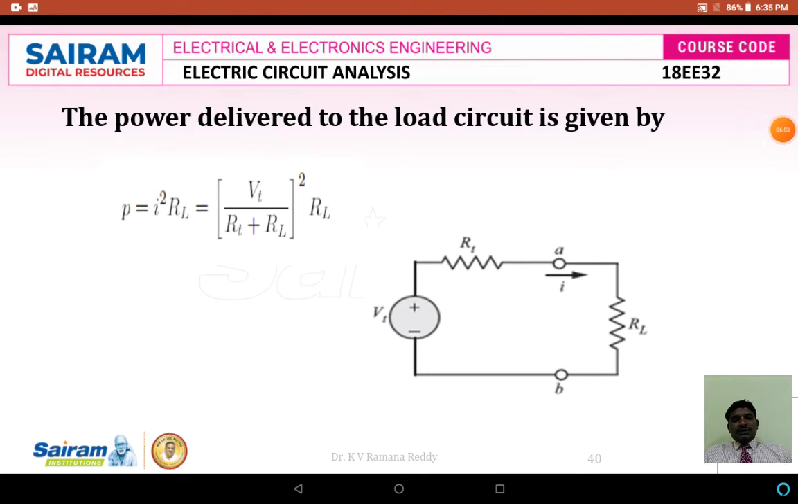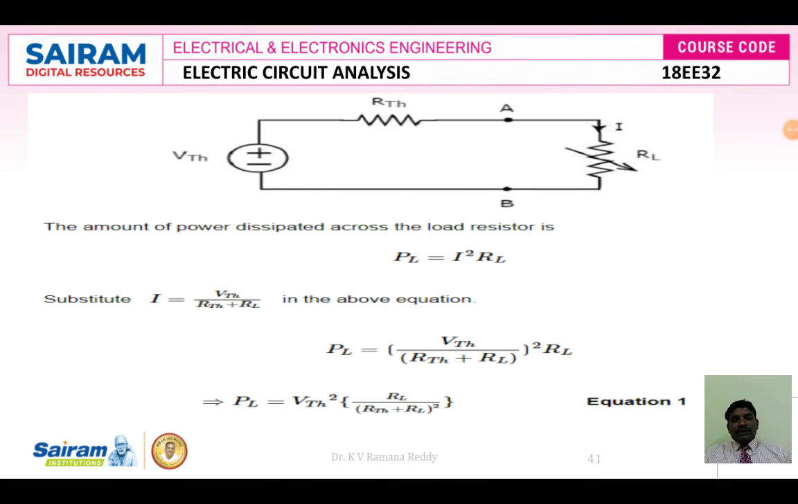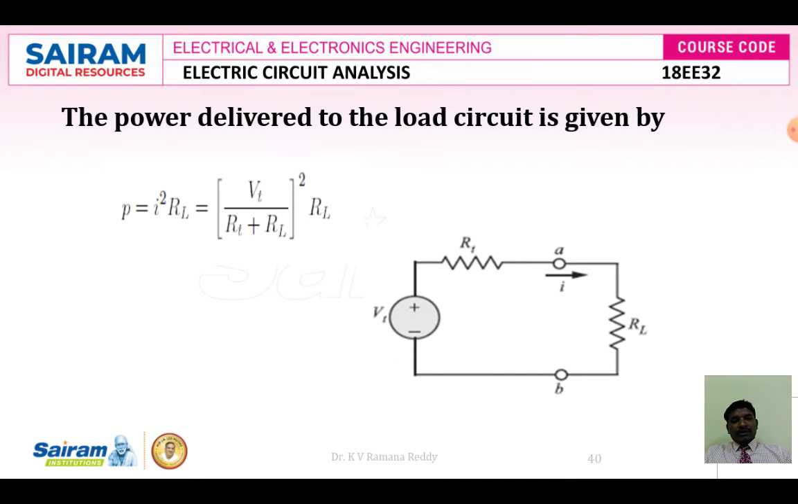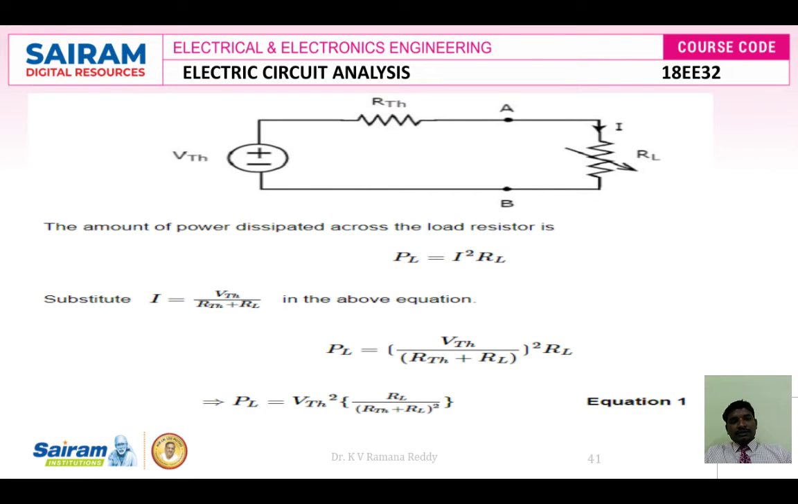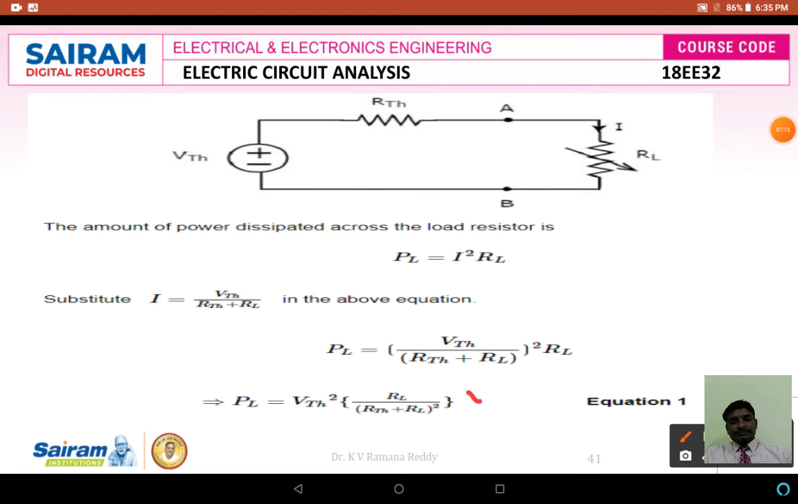If you simplify this equation, it becomes Vt square over RT plus RL whole square, and again into RL. So the maximum power, or the power through the load, is Vth divided by Rth plus RL, whole square, into RL. That is nothing but Vth square into RL divided by Rth plus RL whole square.